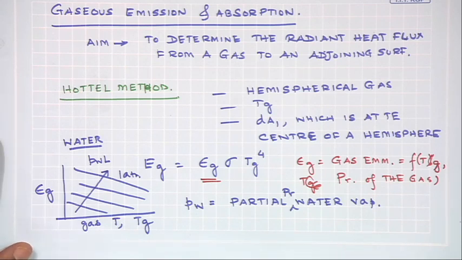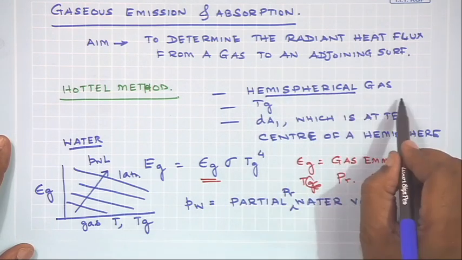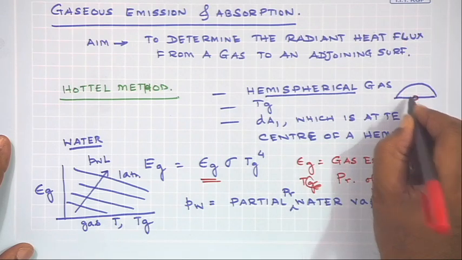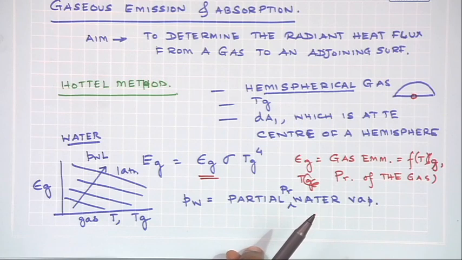So, there are two major issues in here. The first one is, this is for 1 atmosphere. So, similar curves must be obtained for higher or lower pressures, and secondly, it is assumed that the gas forms a hemispherical enclosure around an object which is placed at the center of the hemisphere. So, these two are limitations of Hottel's approach or Hottel's method. So, for each pressure different from 1 atmosphere, you have to have a similar curve for water vapor. I will come to that hemispherical part later on.